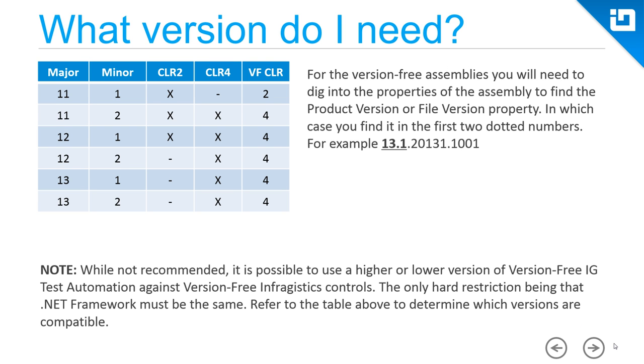To determine the major and minor version numbers, you will need to get the file version or product version number from the assembly. Only the first two dotted numbers matter at that point. In respects to the CLR for version-free assemblies, we only ever supported the most current .NET runtime at the time of release. The chart on the side shows which CLR corresponds to which release.